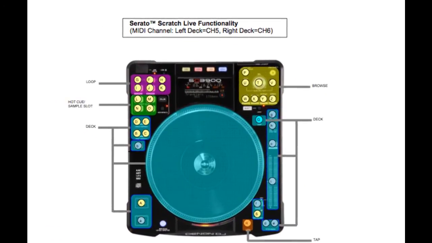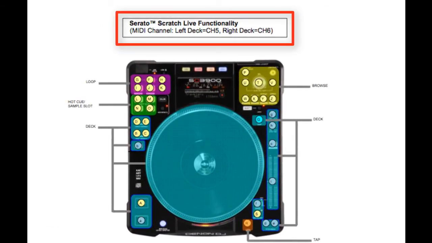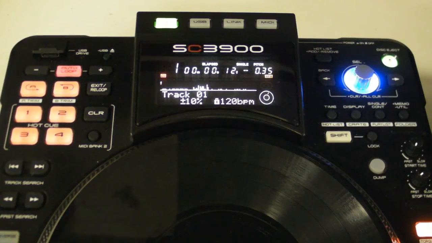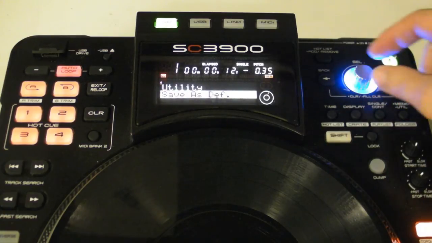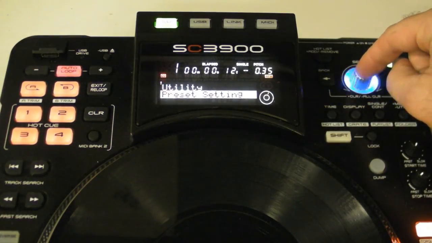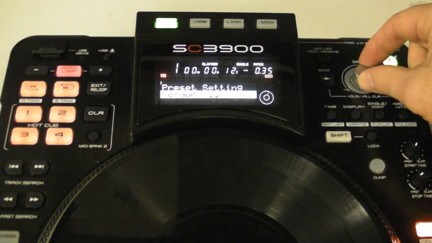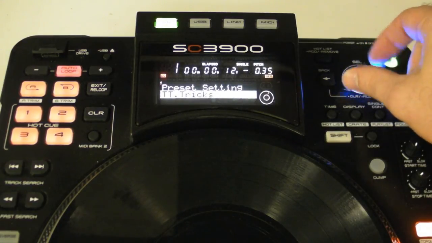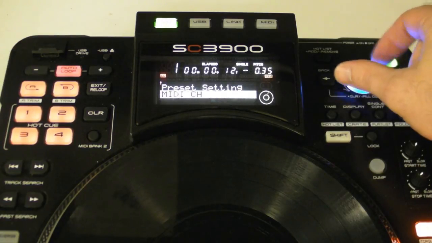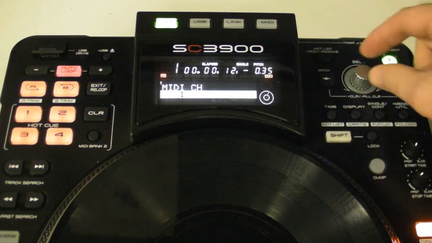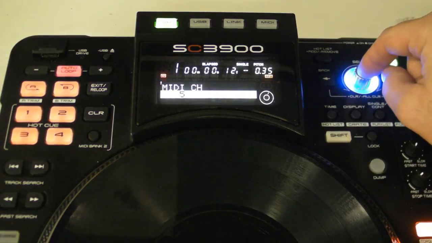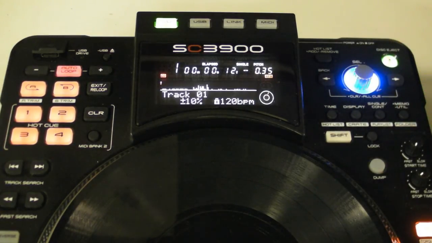The MIDI channels on the DN-SC3900 will need to be changed when using our mapping file. The left machine needs to be set to MIDI channel 5, and the right machine needs to be set to MIDI channel 6. To change the MIDI channel, go into the Utility menu, then select Preset Settings, and scroll to MIDI Channel. Press down on the Parameters knob, and turn until the desired MIDI channel is displayed. Press down on the knob to select, and then press the Utility button to save your change.